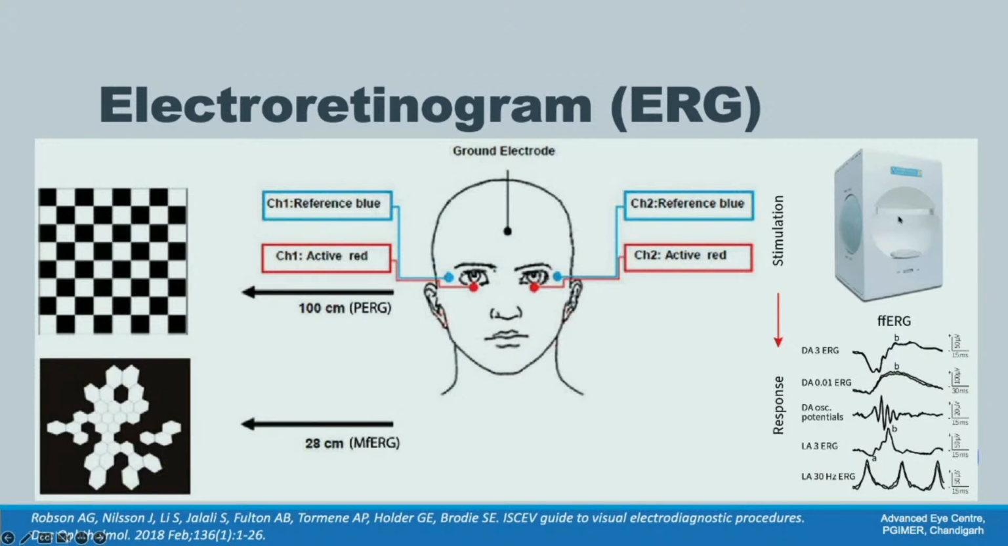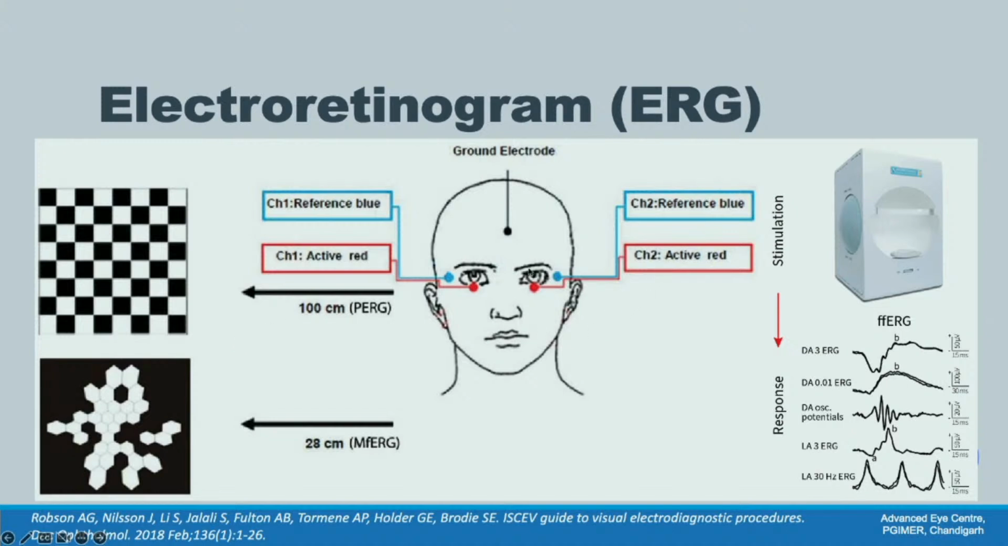It sits in front of the Ganzfeld with the chin inside, and the whole of the retina is illuminated by the Ganzfeld with a very specific intensity of light, so that you know that you are testing the same everywhere, and it gives you a mass response of the retina.